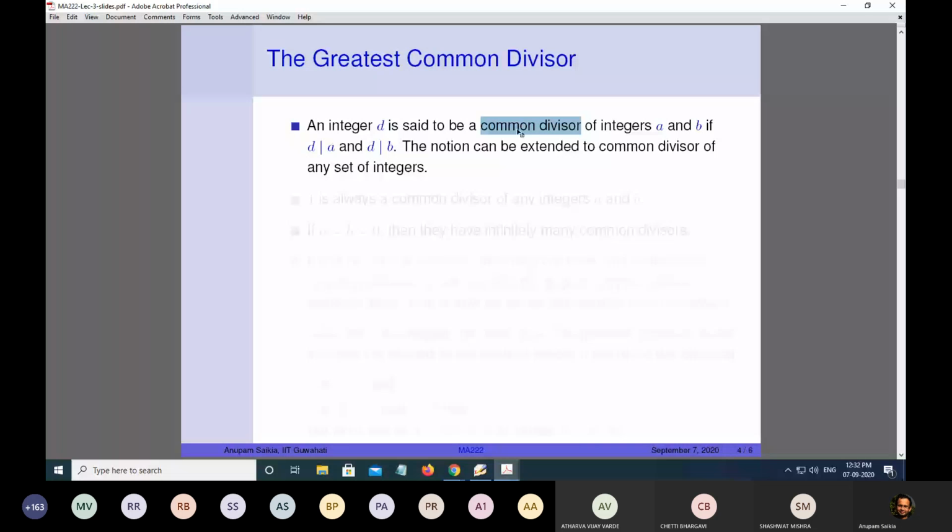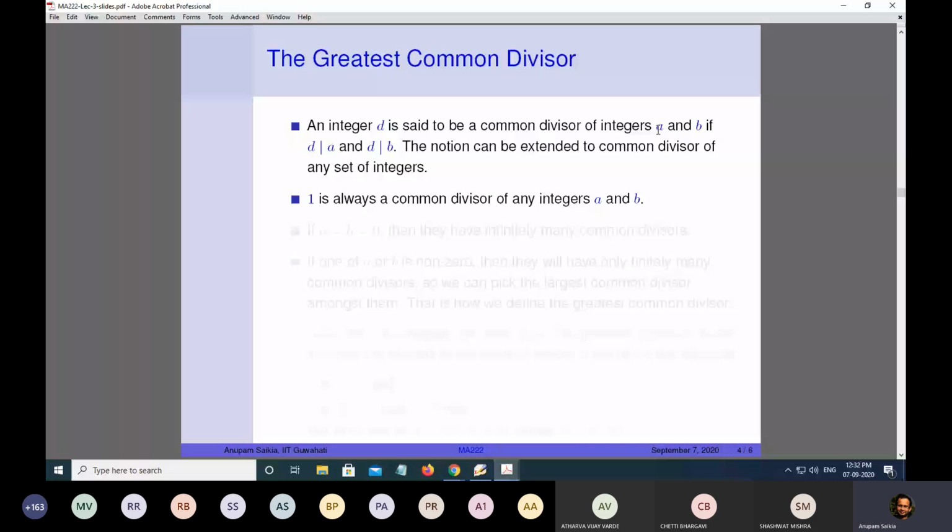This notion can be extended to any set of integers. Even for an infinite set we can consider the common divisor, but most of the time we'll be applying it to a finite set, or in fact two elements. Of course 1 is always a common divisor of any integers. Let's take any two integers, then 1 will always be a common divisor. So the set of common divisors of any two integers is non-empty, because 1 always belongs there.